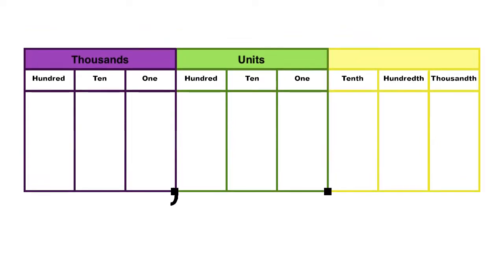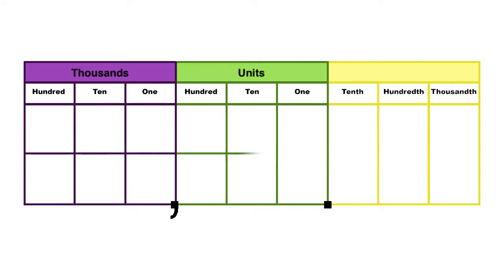Using the place value chart, let's practice comparing two numbers with decimals. This is a great strategy for students to visually see how the numbers might differ from each other and then compare their values to find out which one is greater, lesser, or if they are equal to each other.